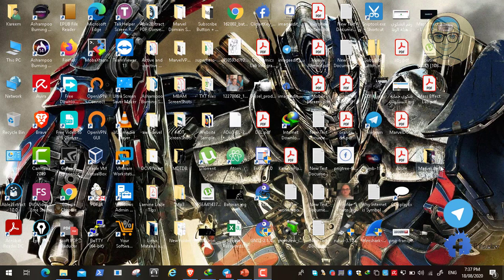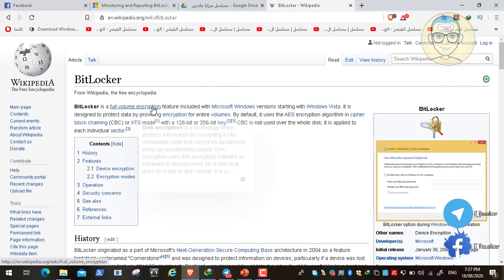To describe BitLocker a little, it's a full volume encryption feature. If you have a Windows operating system with two partitions, for example C and D, you can encrypt both of them with a strong encryption key. The only one that can decrypt this data is the user himself or the administrator. So if your laptop is robbed or stolen, the thief will not be able to decrypt your data unless he has the encryption key, and the encryption key will be only with the user and the administrator. So it's a full volume encryption.